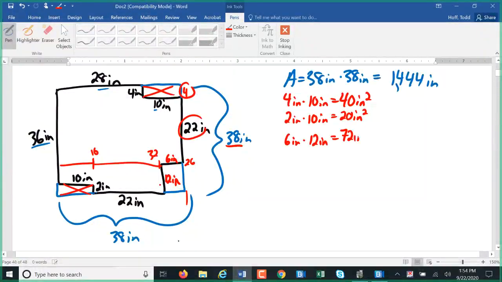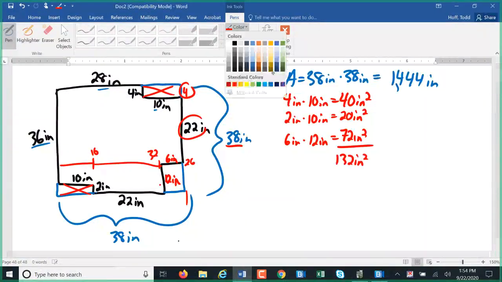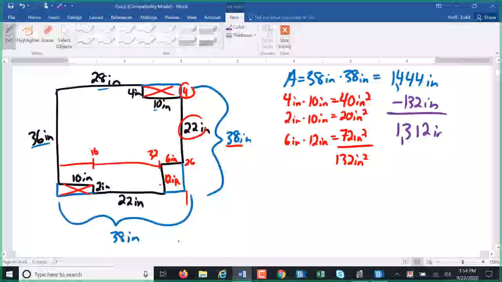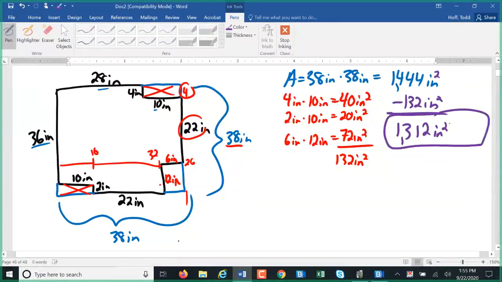72 inches squared. So that adds up to a total of 132 square inches that needs to be subtracted out. So we subtract that out. Get 1,312 square inches of total area.